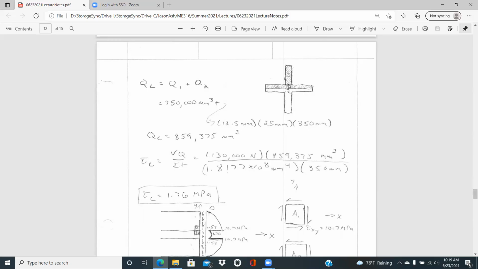And then the area is 25 millimeters times 350. So that'll give us a QC of 859,375 millimeters cubed. And so V is given. We have our new Q value for location C. I stays the same, and the thickness or width at that point is 350 millimeters. So we have 1.76 megapascals.